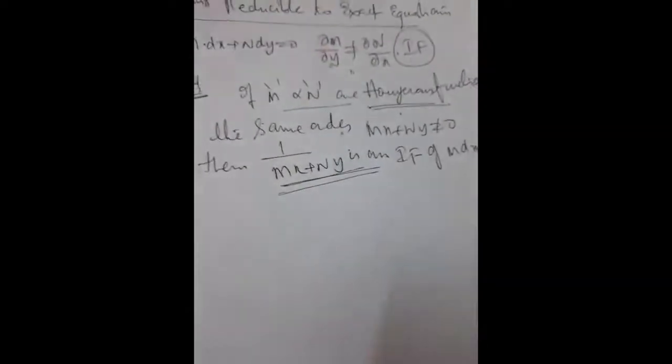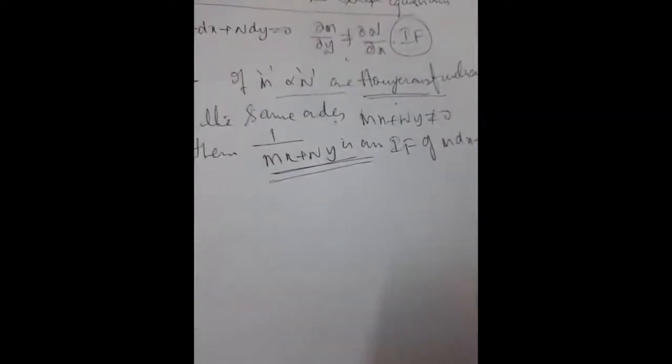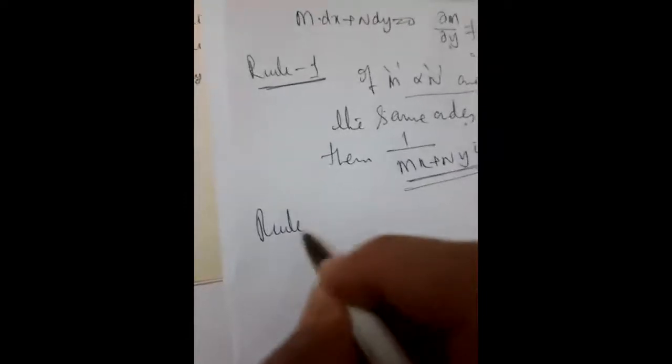So what's the first thing he's saying? If M and N are homogeneous functions, first a problem will be given to you, so you have to identify that problem. How should they be? Homogeneous functions of the same order. And in such a case, the integrating factor is 1 by Mx plus Ny for M dx plus N dy equal to 0. This is the first rule. Now the second rule is rule 2. First I'll give you all the rules, then basing on that we'll be solving one by one.